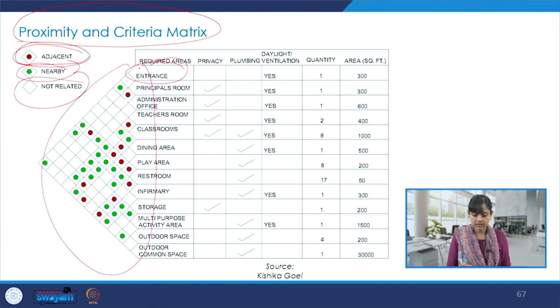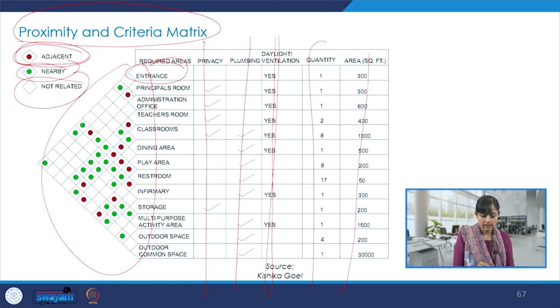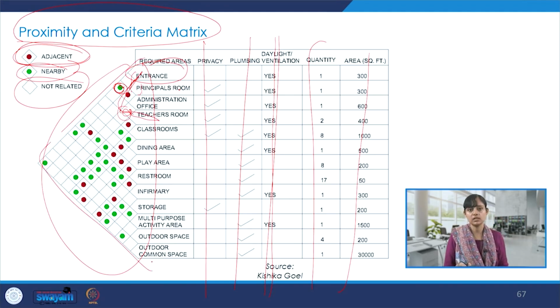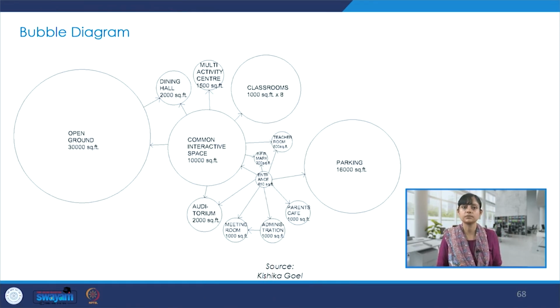So entrance, also in terms of privacy, services, daylight or ventilation, quantity, area, and then is it adjacent to principal's room, or is it having any proximity to principal's room, or is it not related at all to teacher's room? So that kind of matrix has been designed, and accordingly she then designed spaces. So this matrix is very useful and it's a good tool for interior architecture projects.